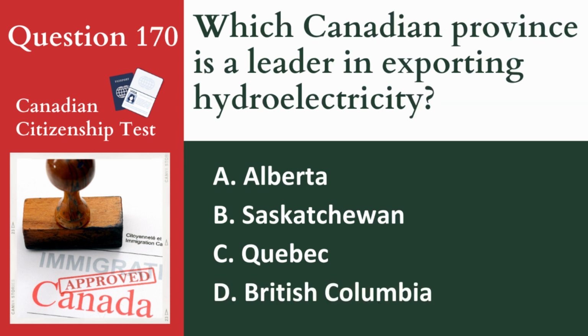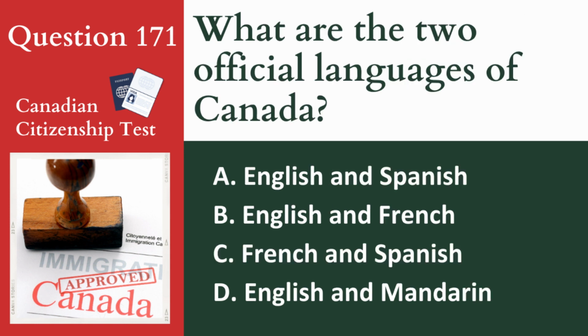Question 170. Which Canadian province is a leader in exporting hydroelectricity? A. Alberta. B. Saskatchewan. C. Quebec. D. British Columbia. Answer C. Quebec. Quebec is a leader in exporting hydroelectricity due to its vast water resources and investment in hydroelectric power generation. Question 171.